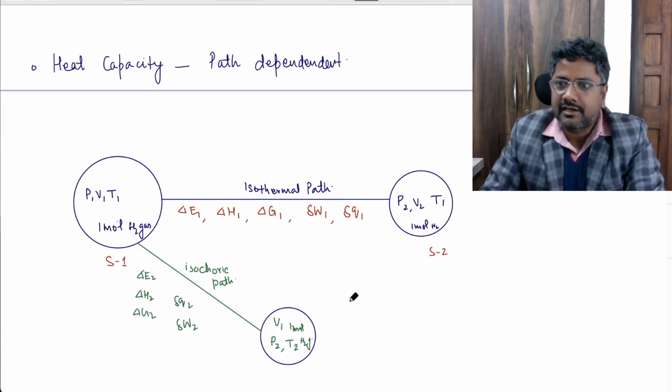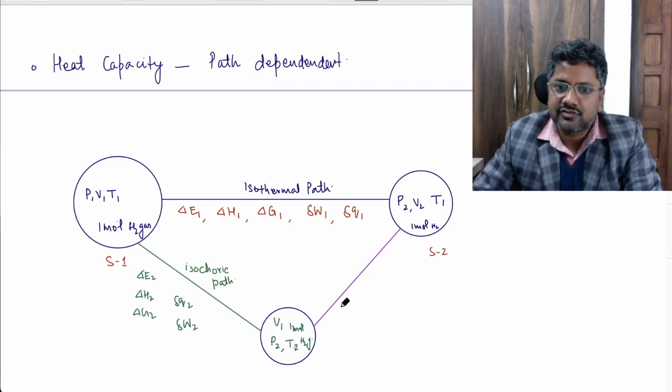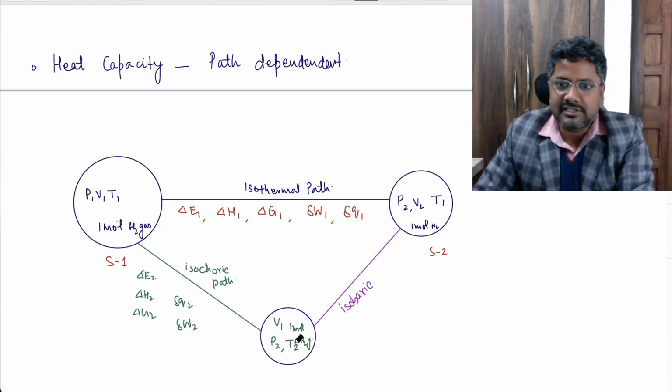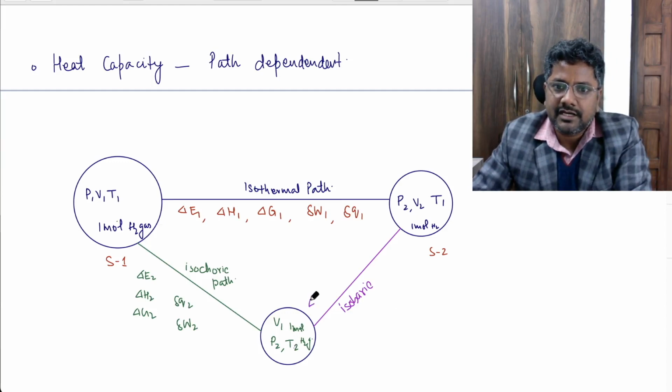Now I am taking another change from here to here. If you see, P2 is constant, this time T2 to T1 and V1 to V2. So this is an isobaric path. Isobaric. So this time this state and this state is different from this state. So here delta E3, delta H3, delta G3, delta W3, and delta Q3.